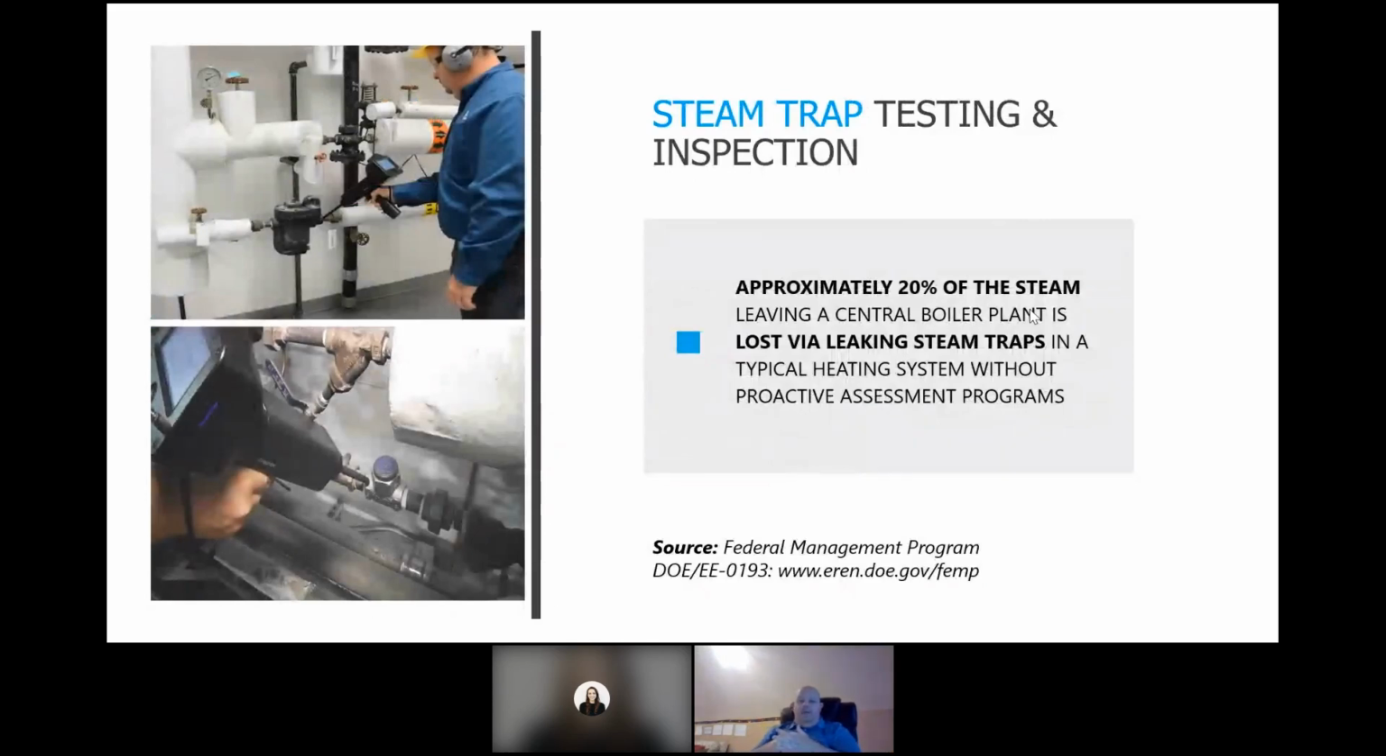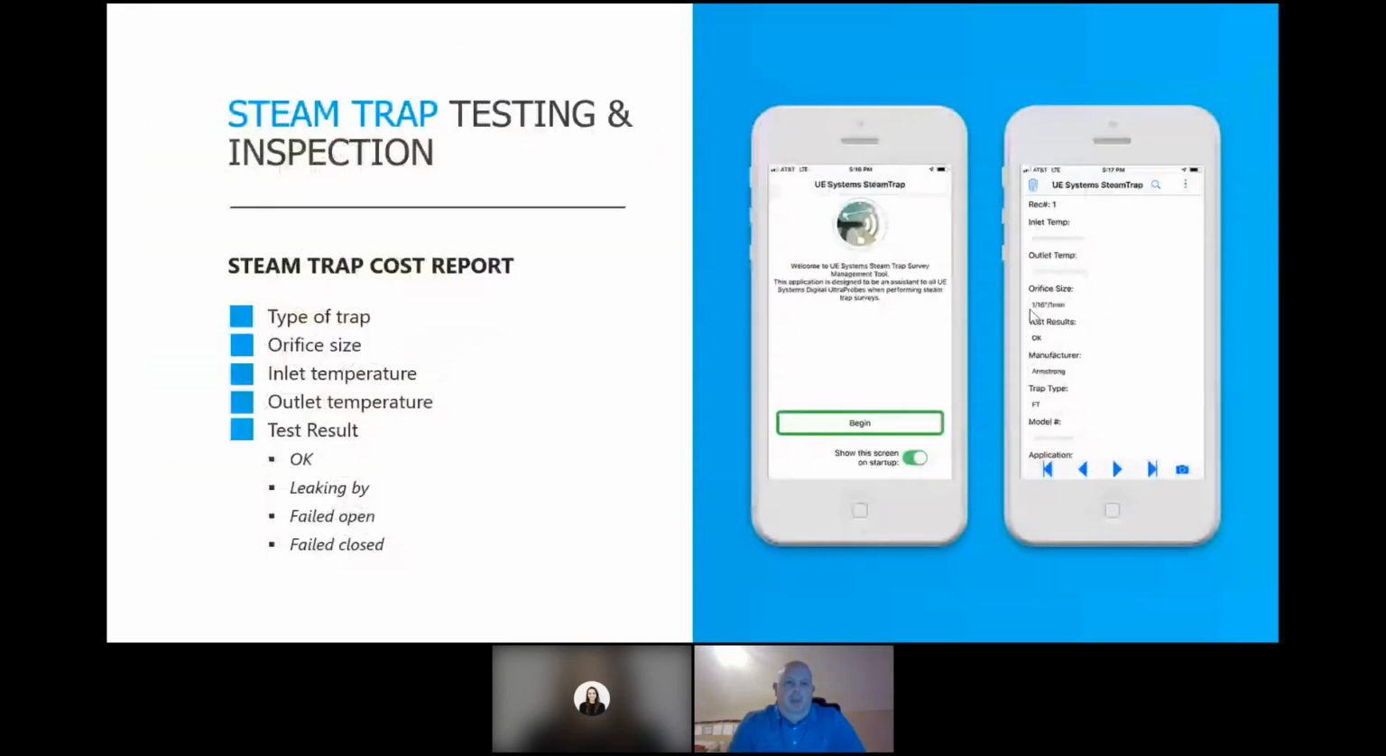Another stat here from the Federal Management Program through the DOE. Again, approximately 20% of the steam leaving a central boiler plant is lost via leaking steam traps. So similar to our number with compressed air, steam experts will tell us, hey, as much as 20% of the steam leaving a central boiler is lost via the leaking steam traps. So similar to the compressed air leak app, again, we've got another easy way that we can document and then quantify any losses associated with steam traps.